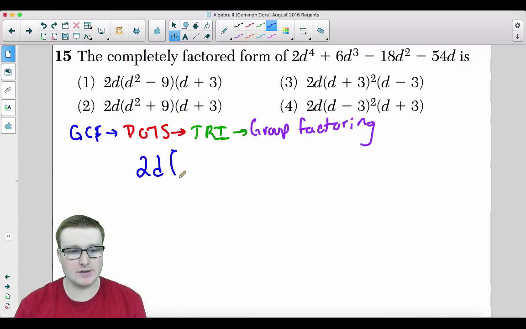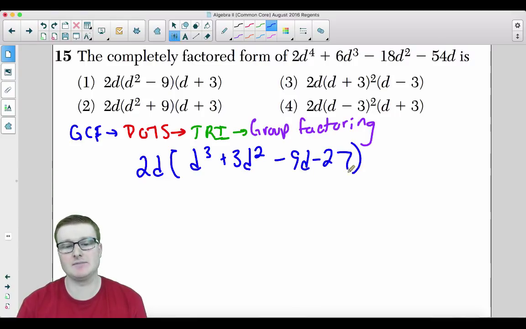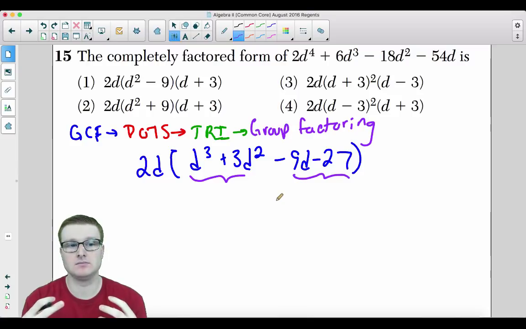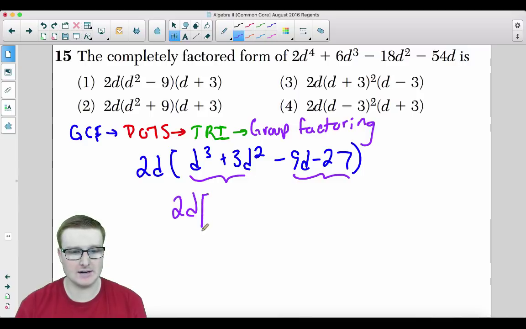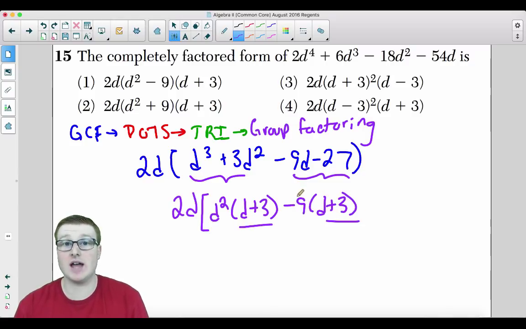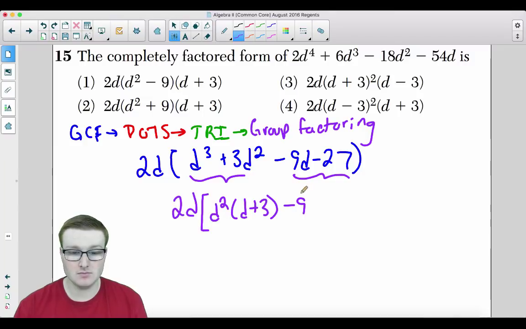And you are left with d to the 3rd plus 3d squared minus 9d minus 27, okay? So now let's go ahead and group factor these. Remember, group factor means you split them up, take out the GCF, and then you're going to combine those later. I'll explain. So you have 2d. I'm going to put a bracket here because a bracket kind of separates it. Your GCF of this is d squared. You're left with d plus 3. The GCF over here is negative 9. You're left with d plus 3. Remember that these need to be the same, and double check. If you take negative 9 and you redistribute, do you get back to the original? And yes, you do. Okay? So we get this.